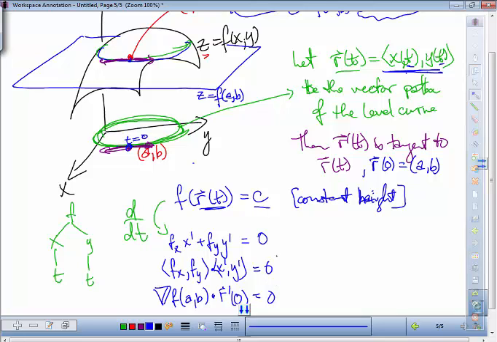Now, we're looking at this equation. Let's make an observation. What can you say? That r prime is 0. No. Another one?